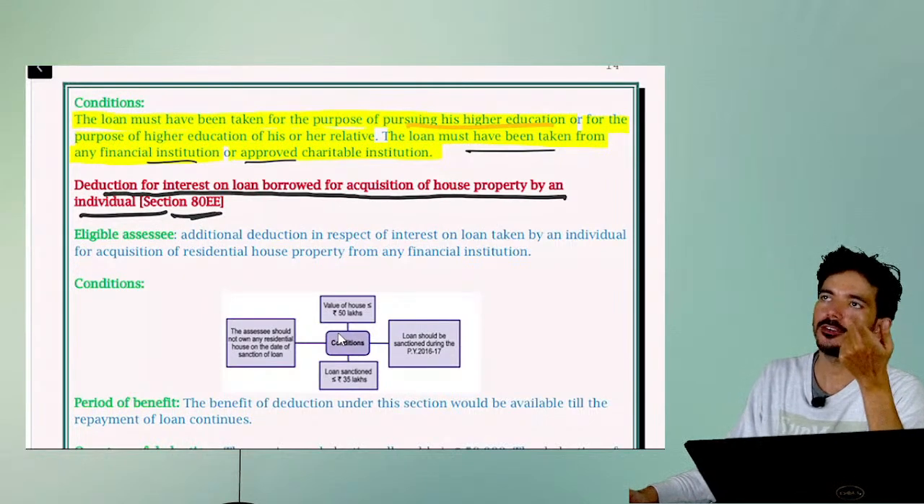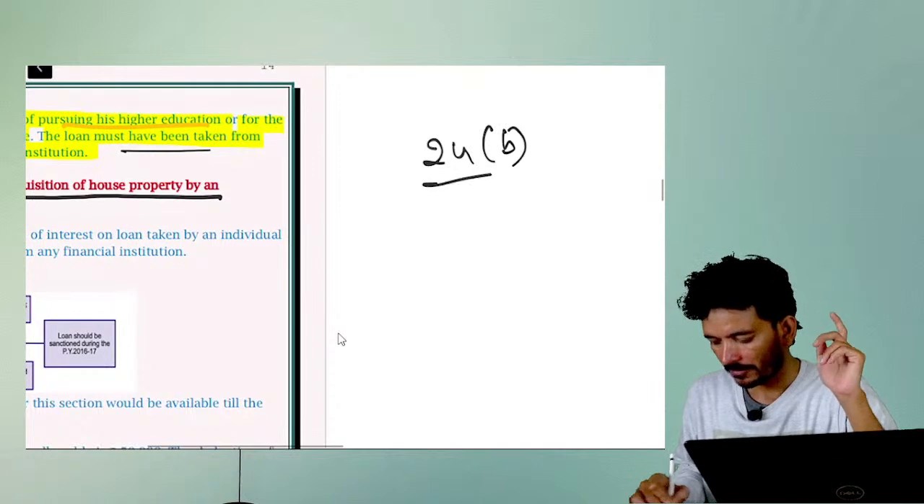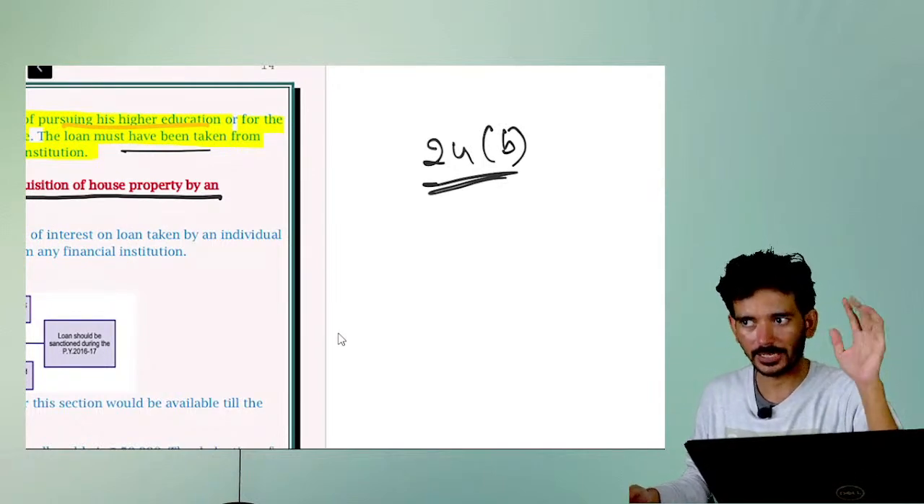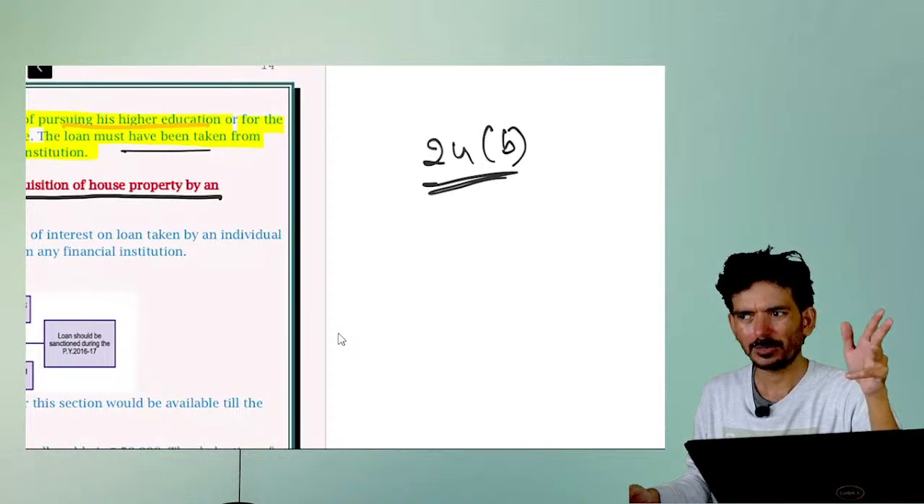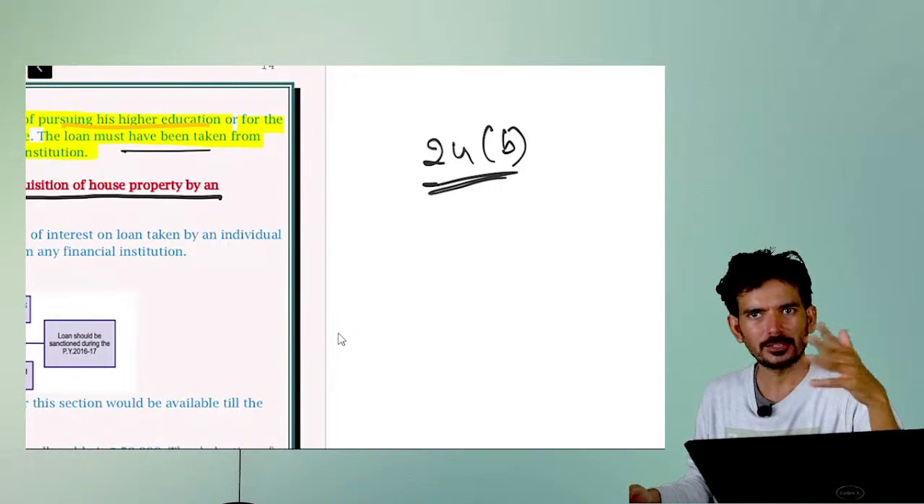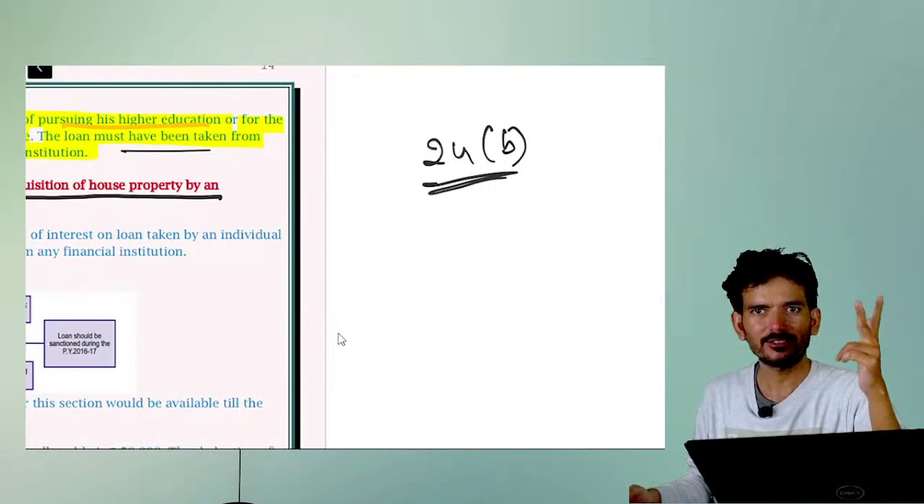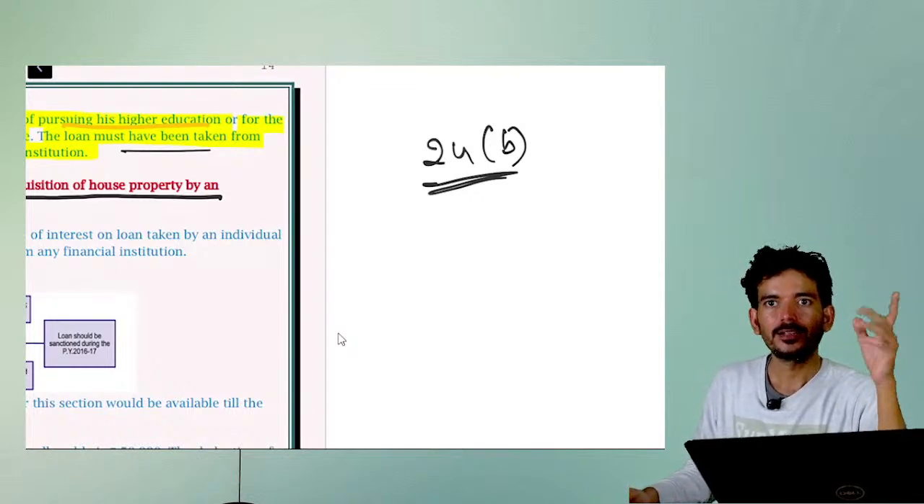You might have read this in Section 24B, while calculating income from house property. If it is a self-occupied property, there is a limit of some 1.5 lakh, and if it is a let-out property, there is no limit. Can someone confirm what the limit is? I just lost the amount. So that was the limit, right?